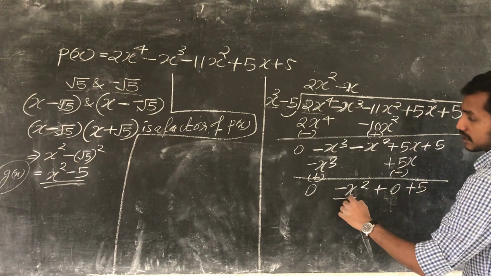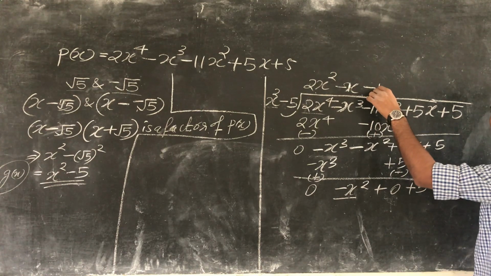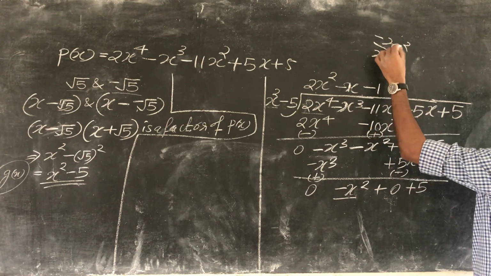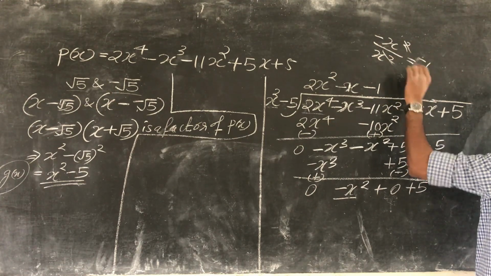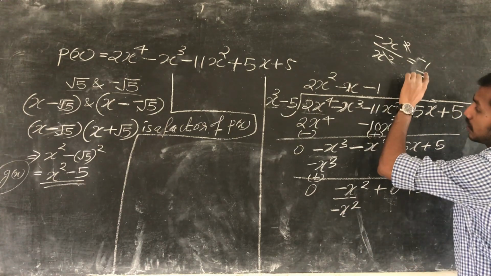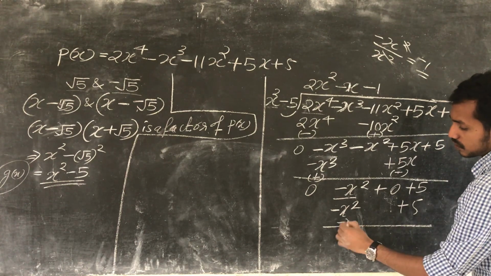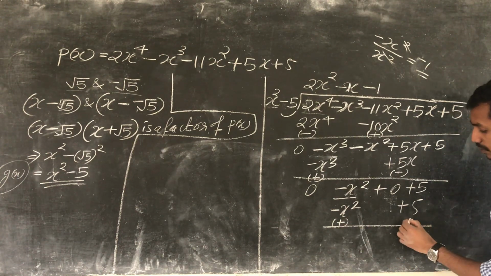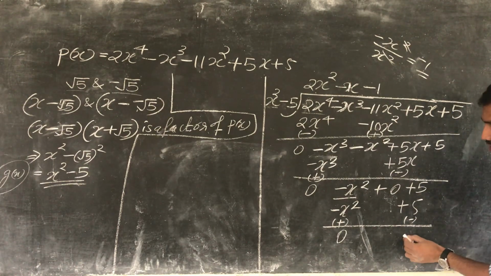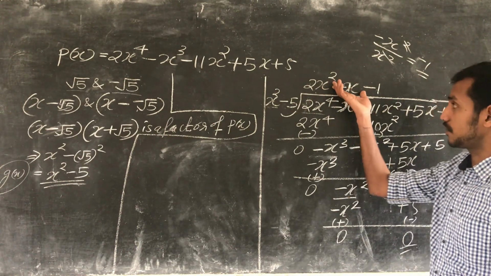Again, minus x square divided by x square will be minus 1. Then minus 1 into x square is minus x square, and minus 1 into minus 5 will be plus 5. Change the sign. Minus x square plus x square is 0, minus 5 plus 5 is 0. So, this will be the quotient q of x.